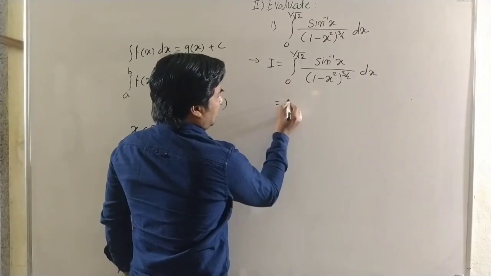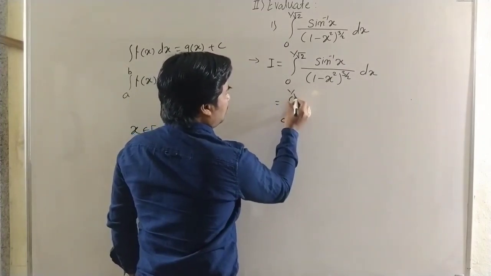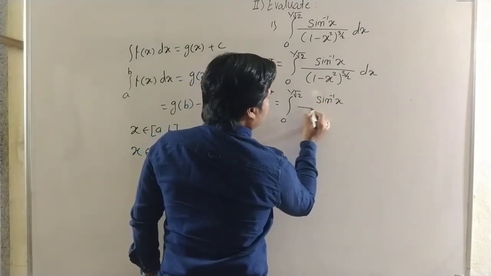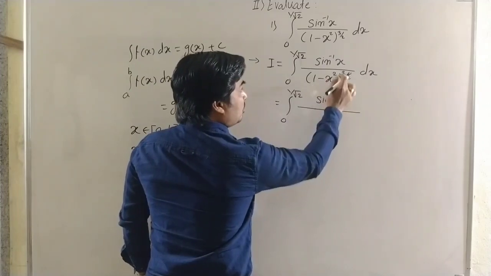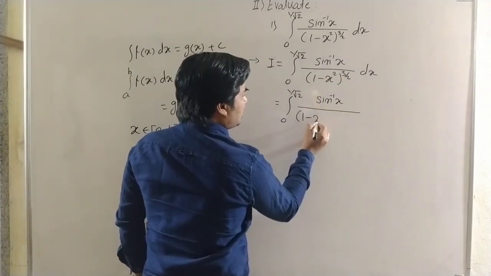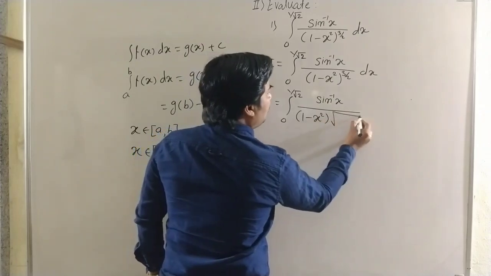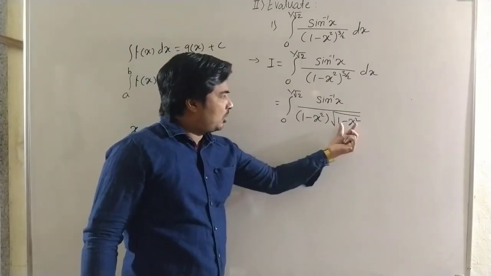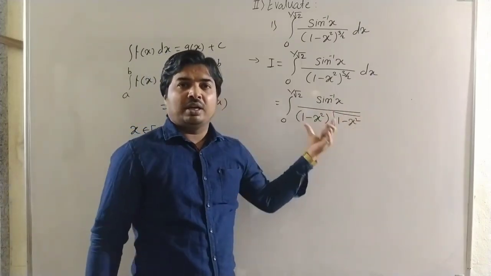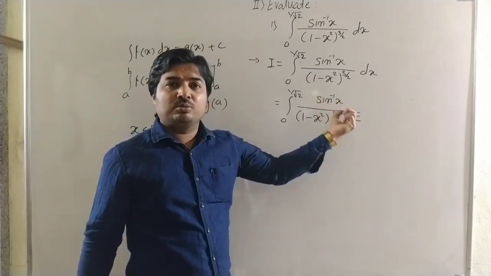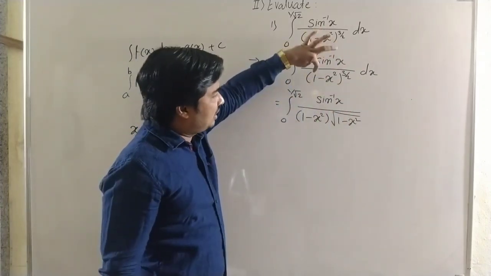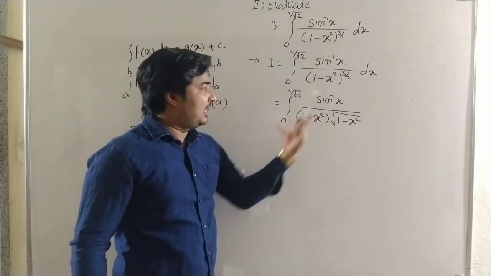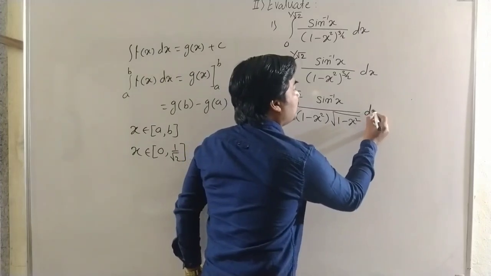This power 3 by 2 we can write as: integral 0 to 1 by root 2 of sine inverse x upon (1 minus x square) into under root 1 minus x square. Here the power of the first 1 minus x square is 1, and the power of the second is 1 by 2, and with the same base, by the rules of indices, we add the powers: 1 plus 1 by 2 is 3 by 2. That means we can write 1 minus x square to the power 3 by 2 in this form. Now here we put the substitution.